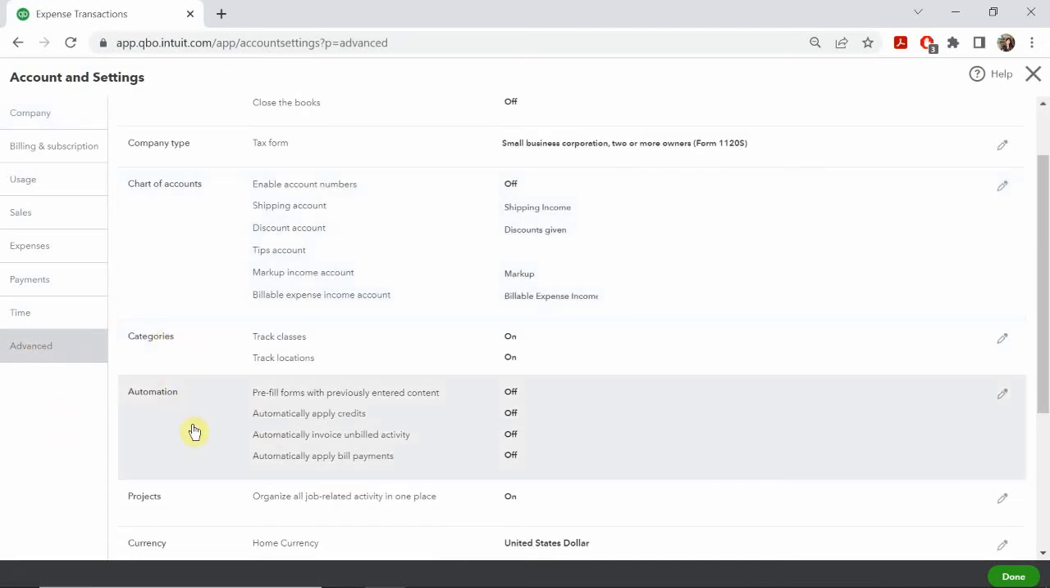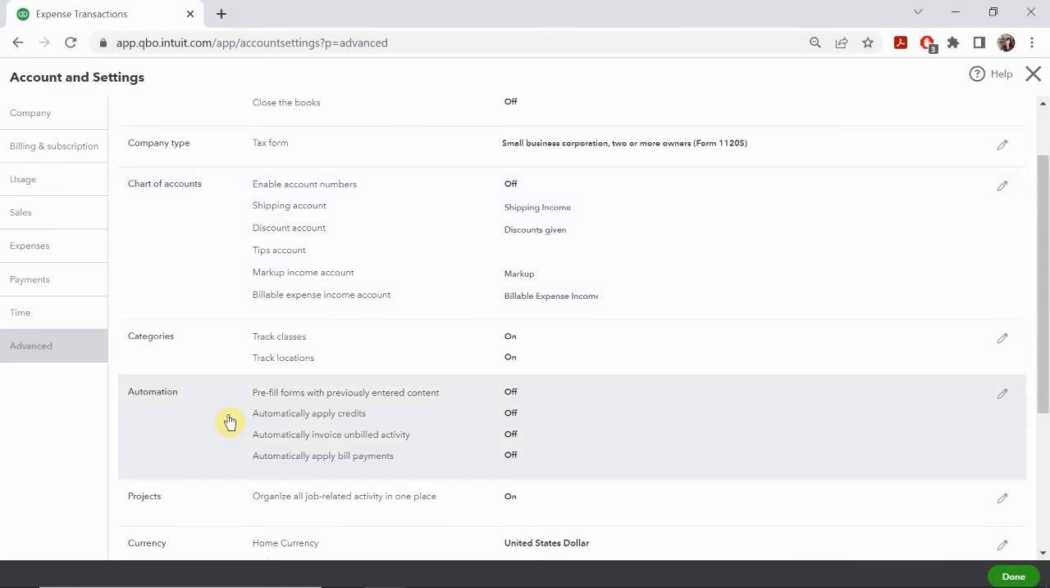So I'm going to click on advanced, and I'm going to scroll down to automation. Now notice this, I have everything turned off, right? It says right here that you're going to have pre-filled forms from a previous entry. We turn that off. Again, if you're not dealing with the same vendor or not dealing with the same customer, you don't want to have this pre-filled automatically.